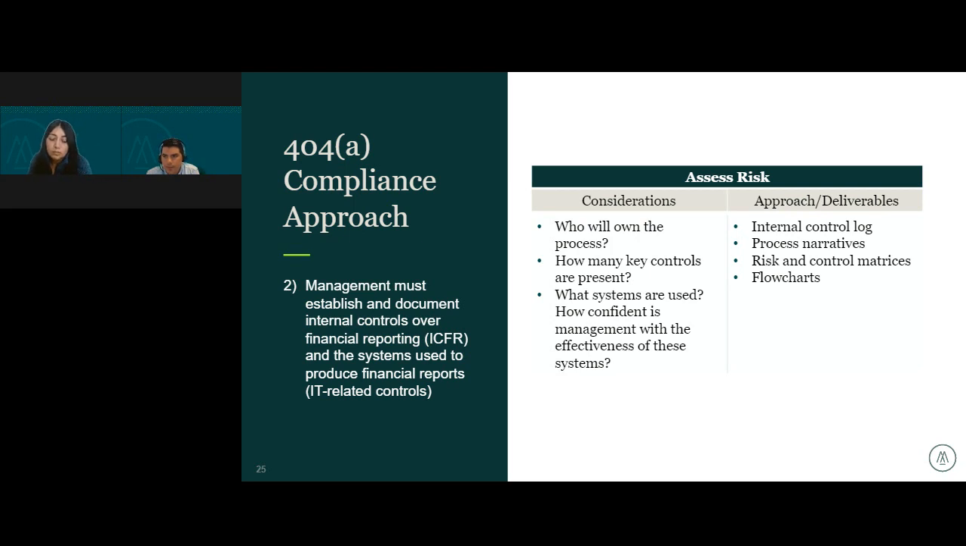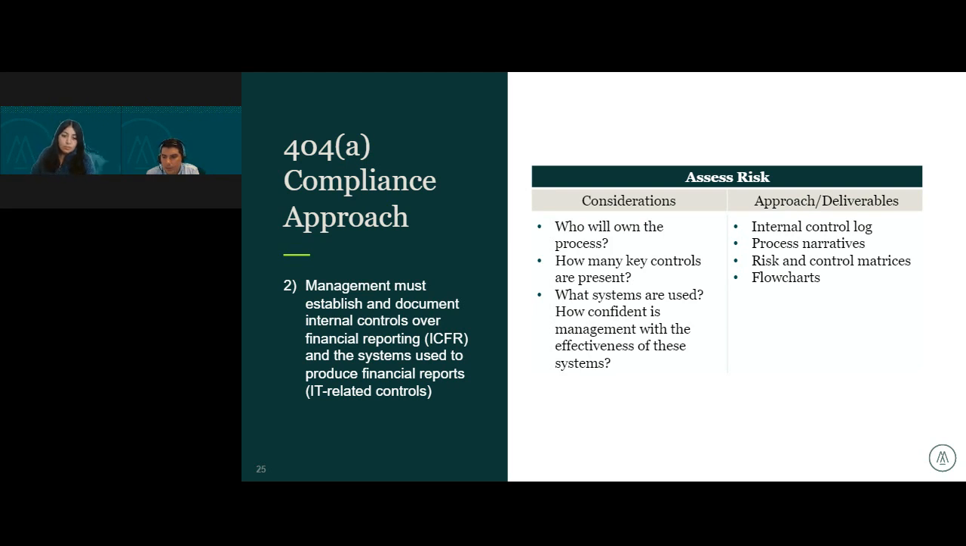Management should consider the volume of controls, how many key controls. So management's level of competence in the internal control structure will dictate the amount of key controls and the need, if there is one, to establish more. And systems, this one is critical. What systems are used in control performance, and what is management's confidence in the effectiveness and accuracy of the systems, data, and reports?